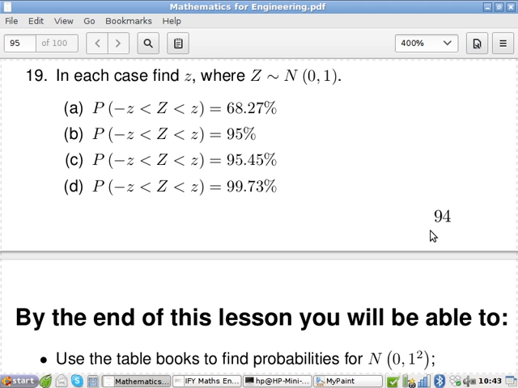Now, if you were to look at D, I believe the answer for D is 3. Can you see that there's not much extra area when you go from 2 to 3? Most of the area is from -2 to 2. If you go from -3 to 3, how much more area do you get? You don't even get 5% more. You get like 4 and a bit percent.